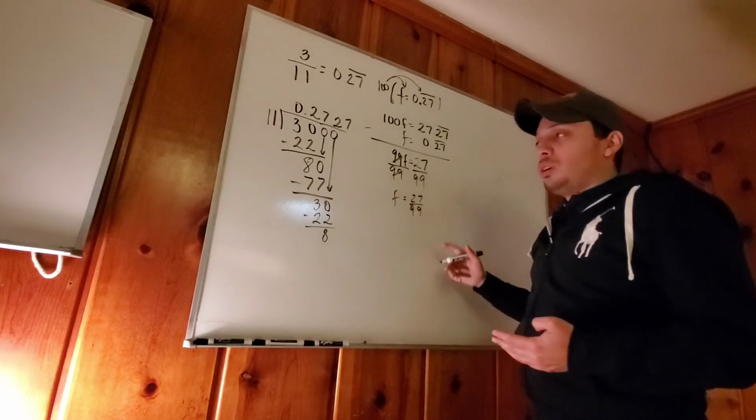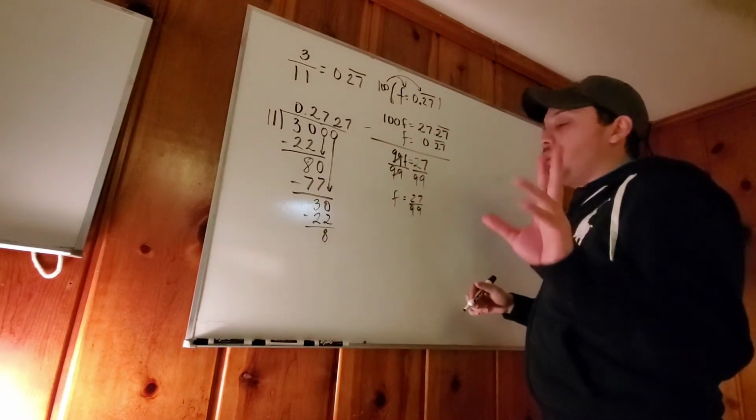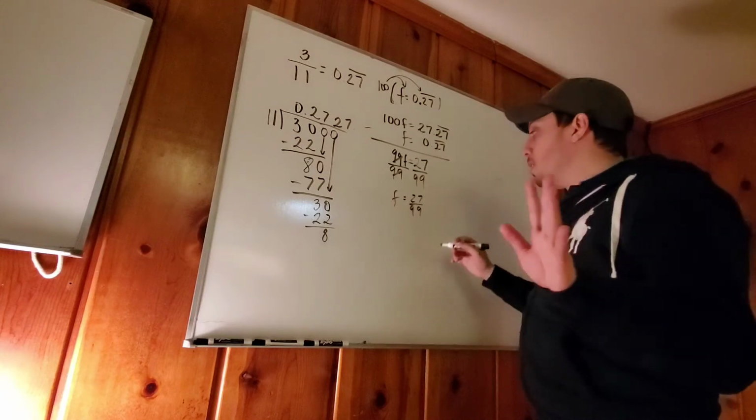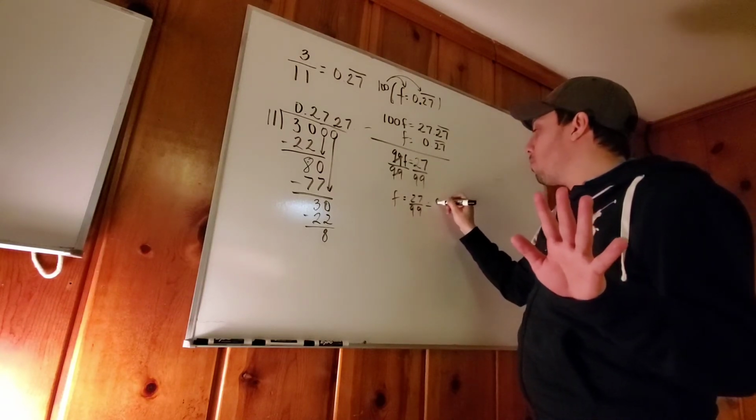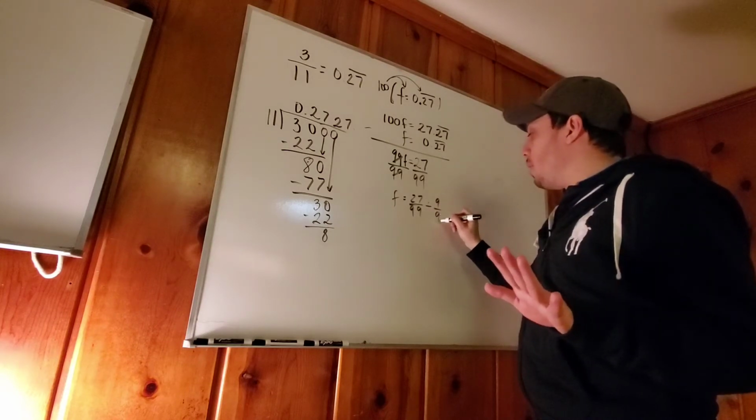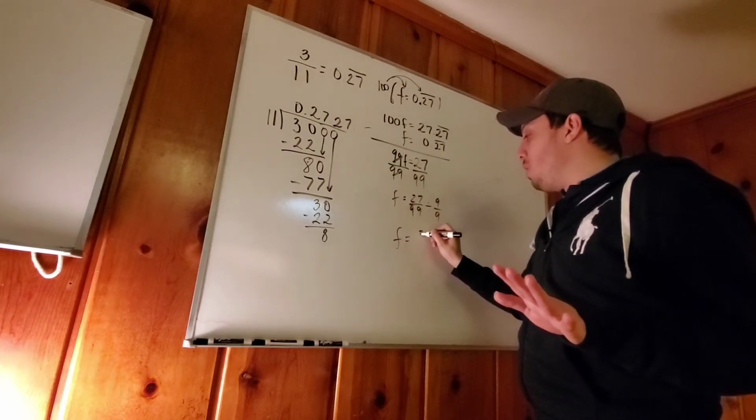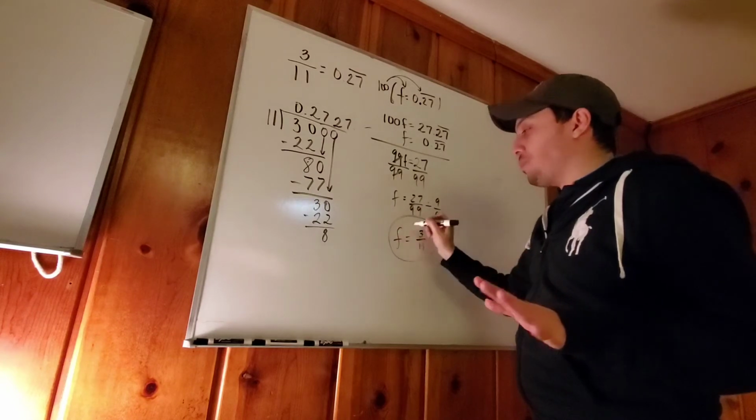Some of you are going to be like, well, that's not 3/11. Wait a second. We need to simplify. How do we simplify? 27 is divisible by 9, and 99 is divisible by 9. So f ends up being 3 over 11.